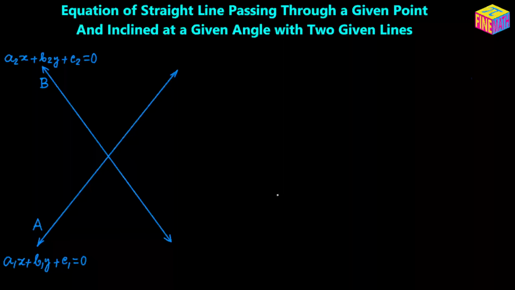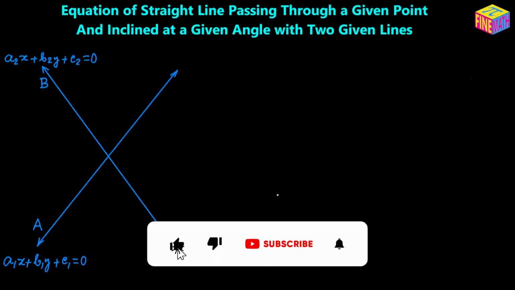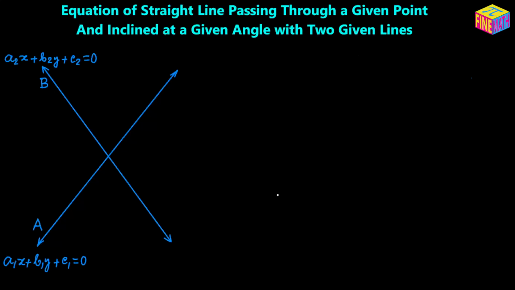Let's suppose we have line A, whose equation is A sub 1 times x plus B sub 1 times y plus C sub 1 equals 0, and line B, whose equation is A sub 2 times x plus B sub 2 times y plus C sub 2 equals 0. And of course, they are not parallel to each other. Those two lines are intersecting lines, right?